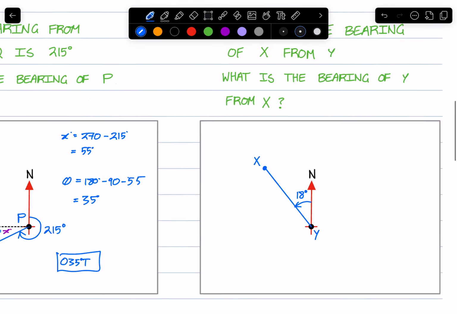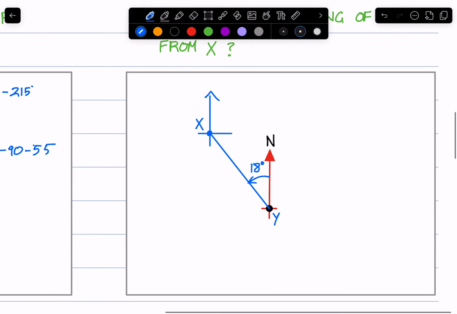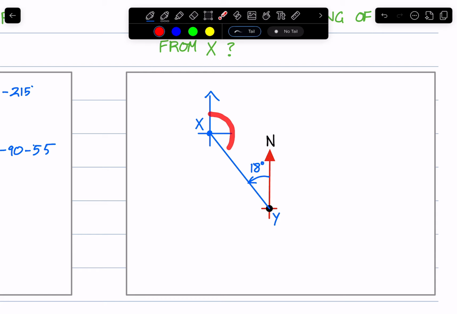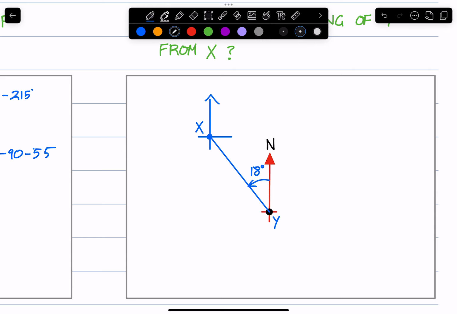Let's finalize this one. So it says, what is the bearing of Y from X? Remember, from X means we place a compass on top of that new start point. We are now looking for either this angle here as a true bearing or this angle as a compass bearing, which, because we're going to once again use the alternate angles, hope you can see that Z being formed again. There's that Z. If this is 18, this must also be 18.